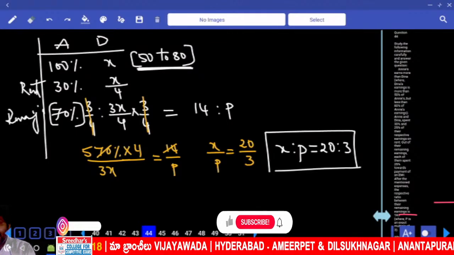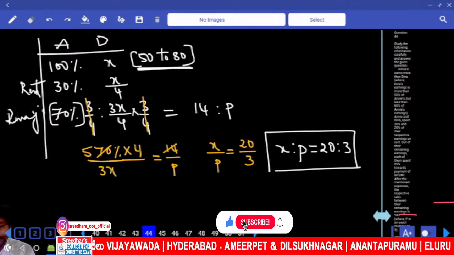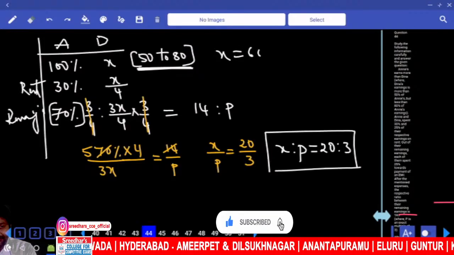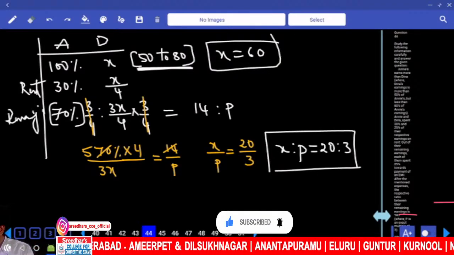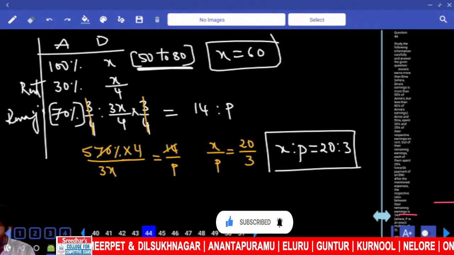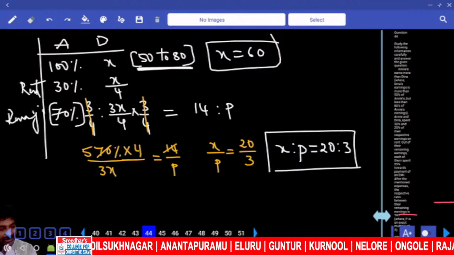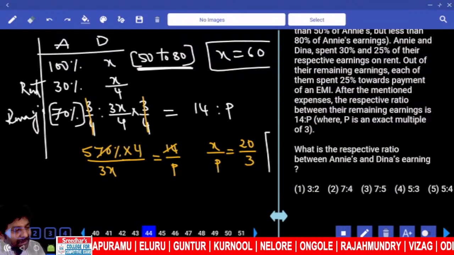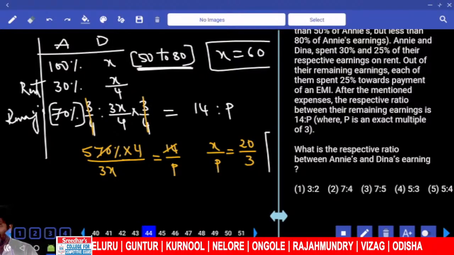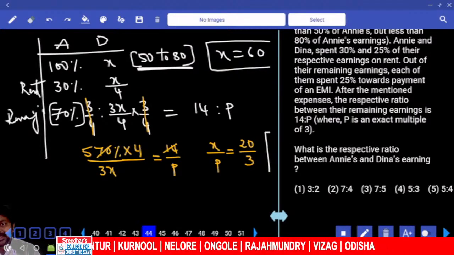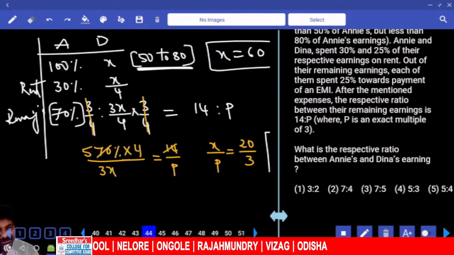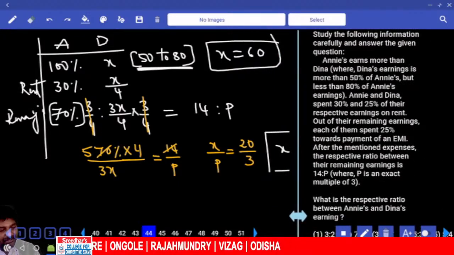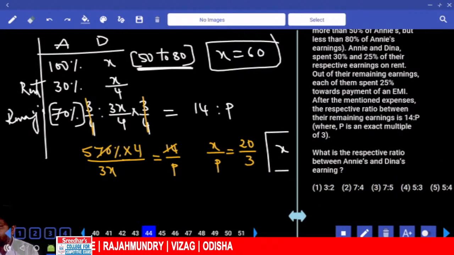Between 50 to 80, which is a multiple of 20? Then x is equal to 60, confirm. You got it? Come on. Right, now let's solve the questions. What is the respective ratio between Annie's and Dina's earnings? Annie earnings 100, Dina earnings 60. Ratio 5:3. Fourth option.